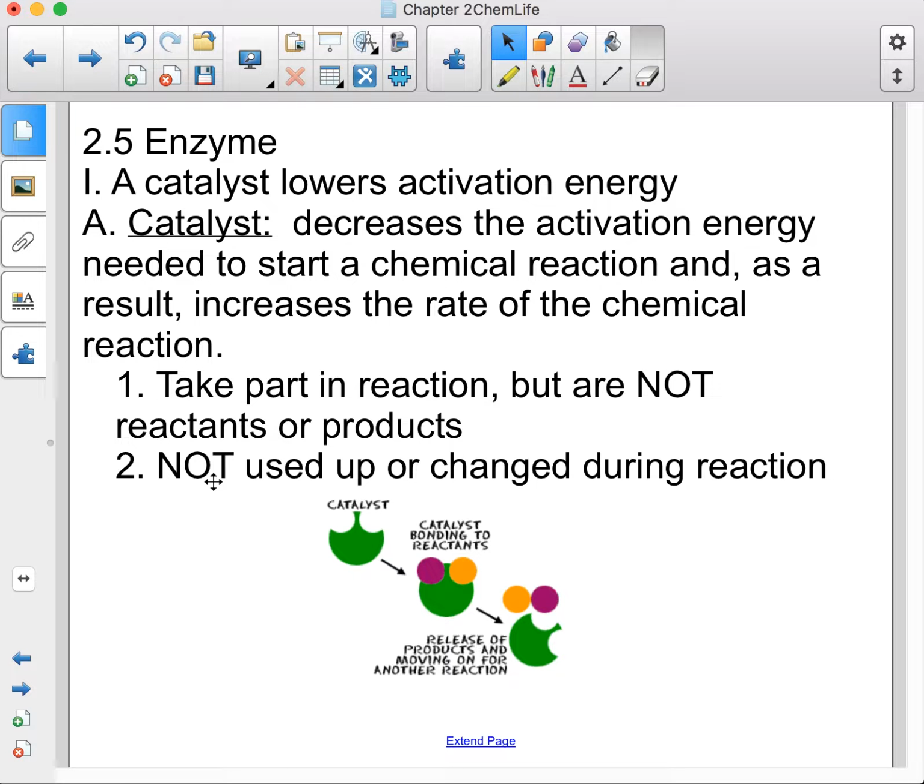So they are not used up or changed. The catalyst remains the same shape before and after. They're not reactants or products, they're not used up, they are reusable. You don't see them in chemical formulas or equations.